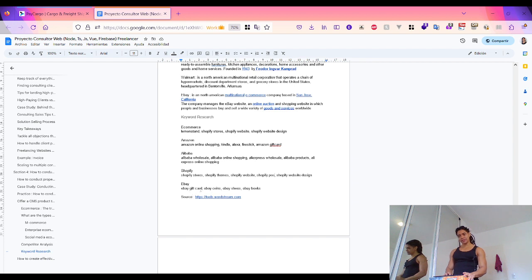And when you look at eBay, it gives me the eBay gift card, similar to the Amazon gift card. eBay coins, it is funny because most people are selling or buying coins. I think this is to receive metal, whether it's silver or gold, but most of the time silver. eBay shoes and eBay books.